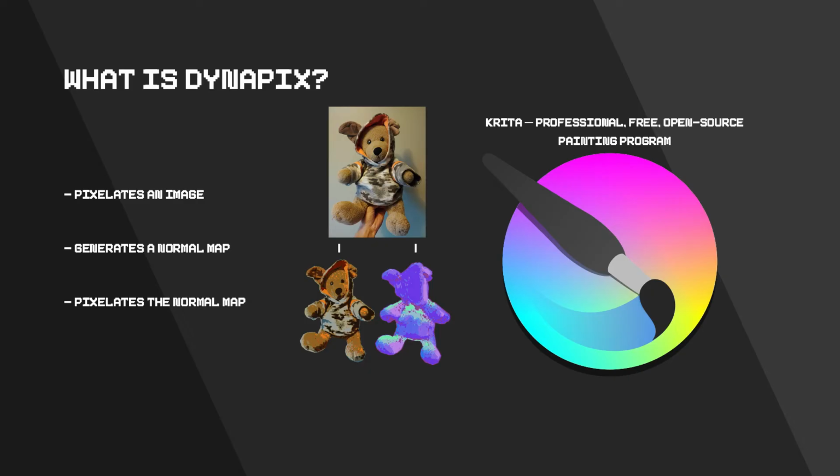So, what is DynaPix? DynaPix is our Krita extension that pixelates an image, generates its normal map, and then pixelates the normal map. Normal maps are used to add dynamic lighting in games. We also provide some options for pixelization which can be set in the Krita user interface.